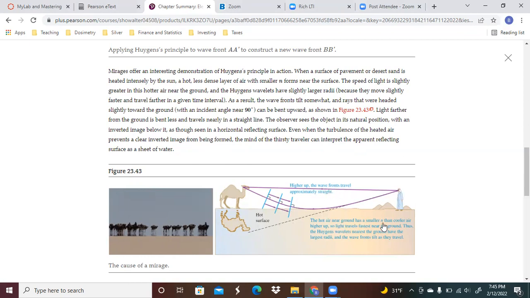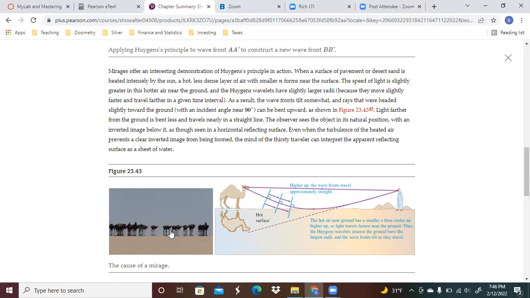the hot air near the ground has a smaller n than the cooler air higher up, so light travels faster near the ground. Thus, Huygens wavelets near the ground have larger radii, and the wavefronts tilt as they travel. So the observer sees the object in its natural position with an inverted image below it, as though seen in the horizontal reflecting surface. Even when the turbulence of the heated air prevents a clear inverted image from being formed, the mind of a thirsty traveler can interpret the apparent reflecting surface as a sheet of water.